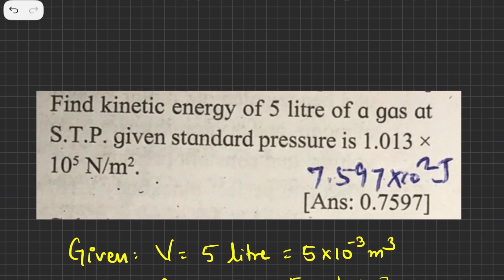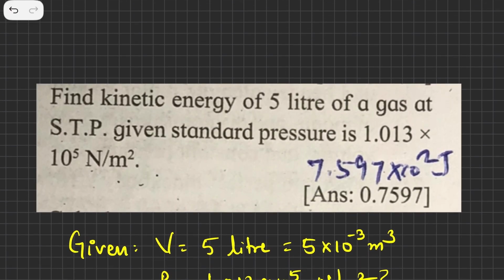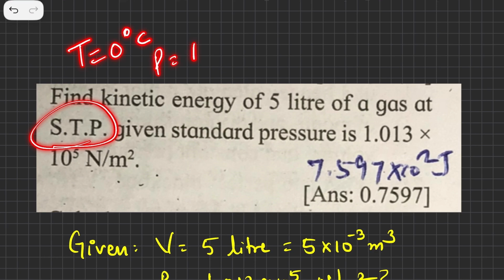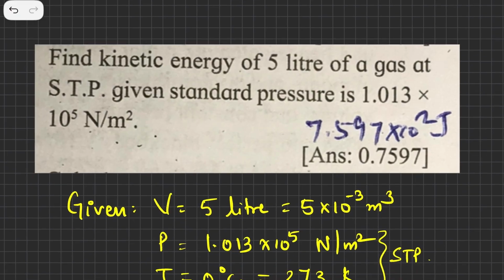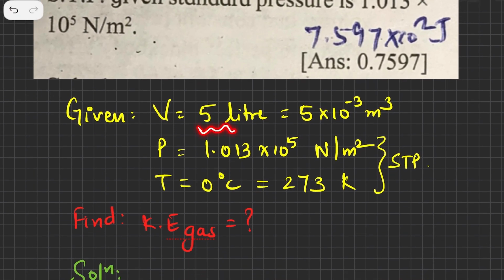So this first question, pretty easy, very short answer. You can pause the video and just go through the question. Okay, so 5 liter of gas, liter is a unit of volume, so this is volume. And it is S.T.P. S.T.P stands for temperature 0 degrees Celsius and pressure should be 1 atmosphere. Atmosphere is not an SI unit, we need to convert that. Fortunately, they have given us the value of our pressure, so not a worry. So I'll represent this data in tabular form. Volume is given as 5 liters.